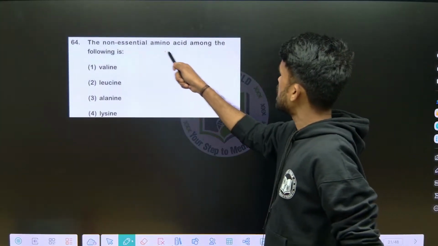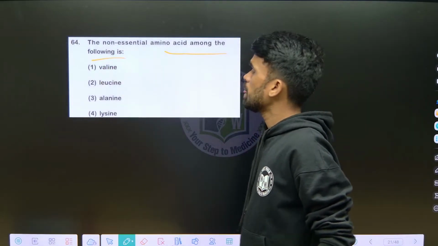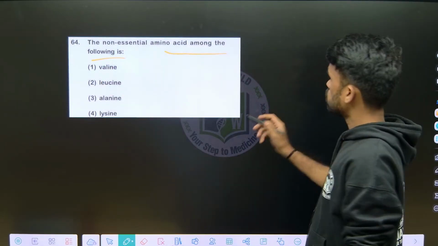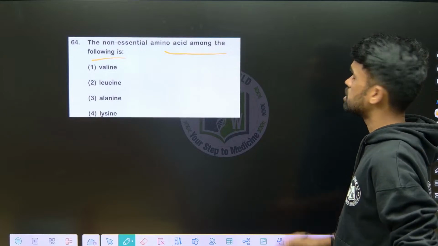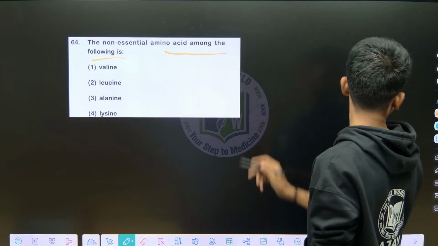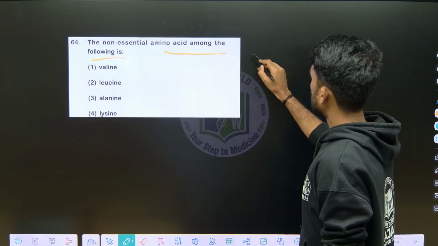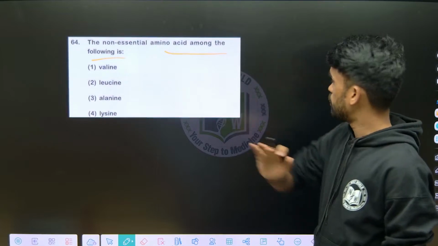So, non-essential amino acids from the following. Okay, I will tell you one trick. How will we remember essential and non-essential amino acids? You can follow this trick. See, there are different amino acids.